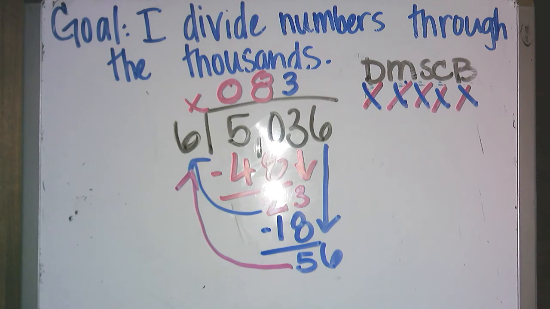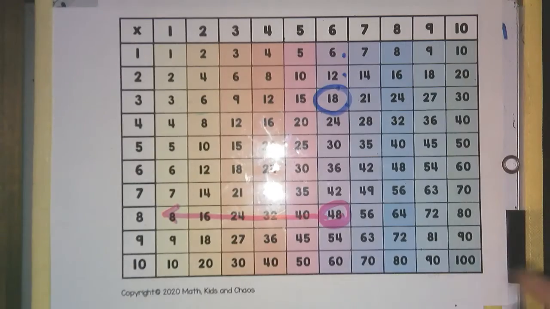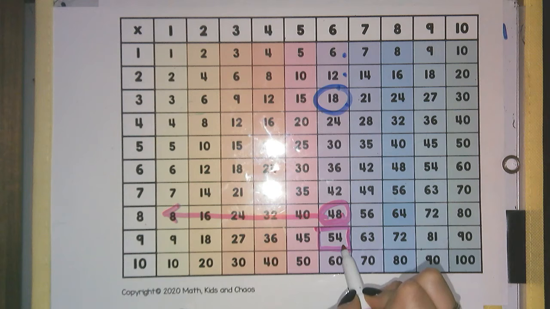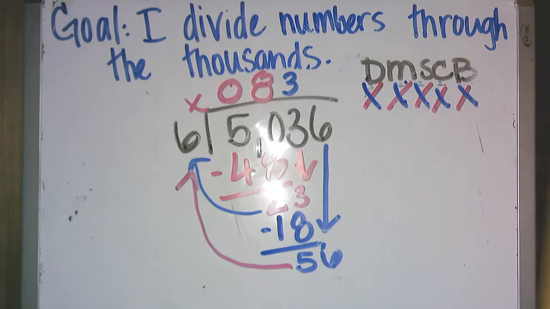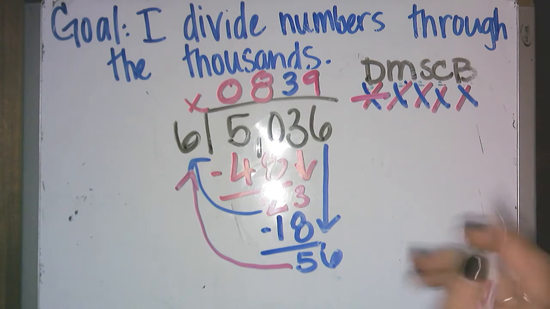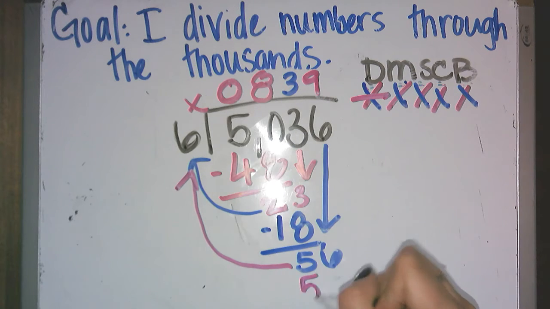So looking in my 6 column, I need to find the number closest to 56 without going over. I see it right here with 54, and that is 9 times. So I'm going to put my 9 up top. I divided. Now I need to multiply. 9 times 6 is 54.